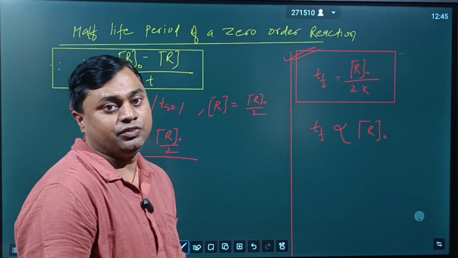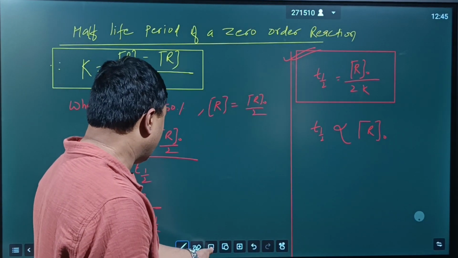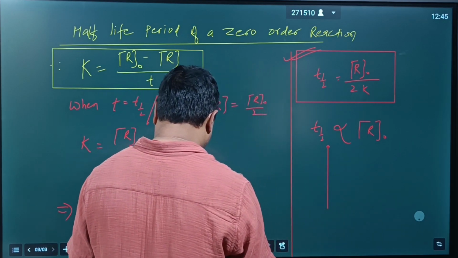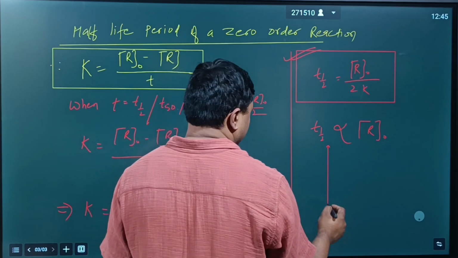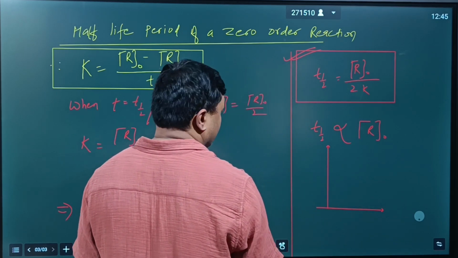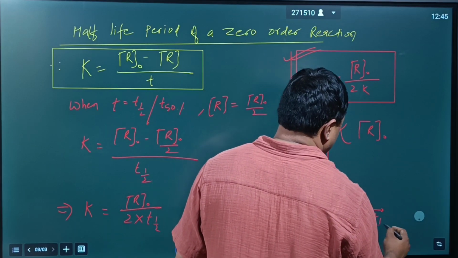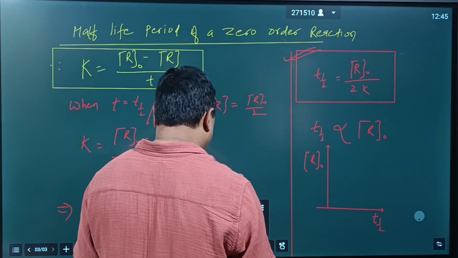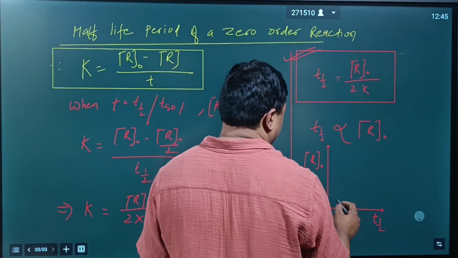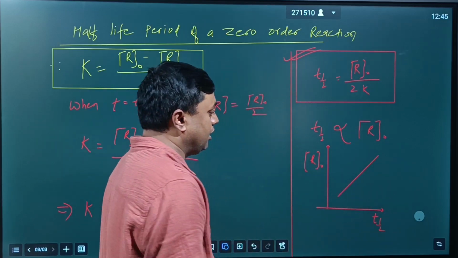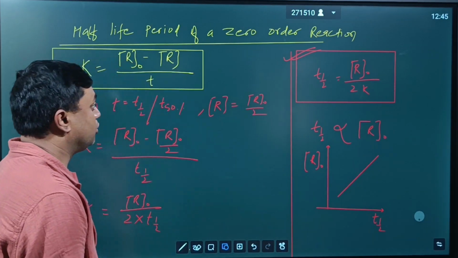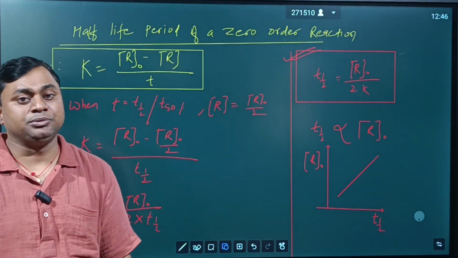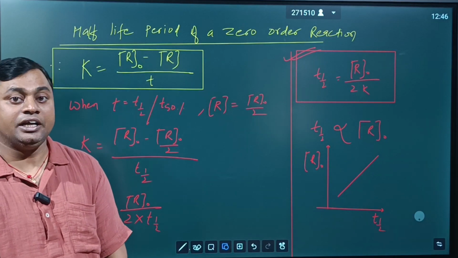This graph is very important. How can we plot the graph? We can plot the graph like this. Here T half is there, and this side is the initial concentration. So it is directly proportional. Directly proportional means the graph will go as a straight line like this. T half versus R naught, so T half is nothing but R naught by 2K. I hope you understood these two concepts, expression of K for zero order reaction and T half for zero order reaction.